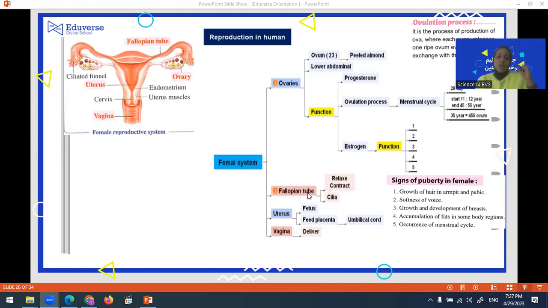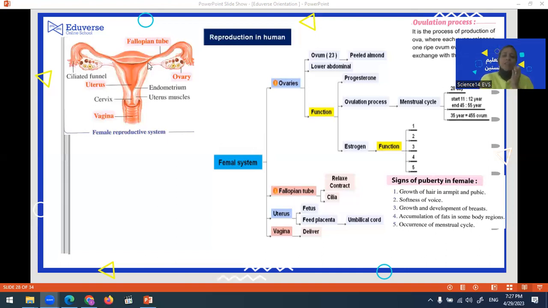Okay, and also they can contract and relax. All of these features can help the movement of the ovum inside it. And then the uterus here, you can find this pear-like shape in the middle.